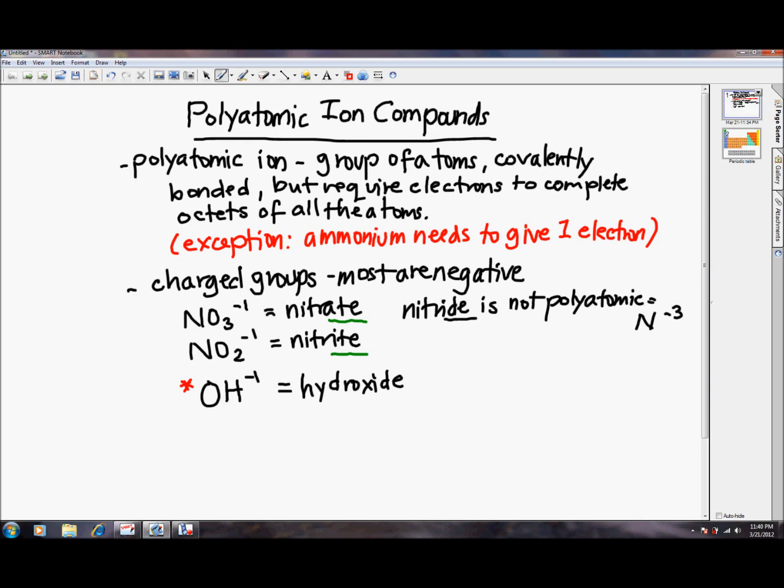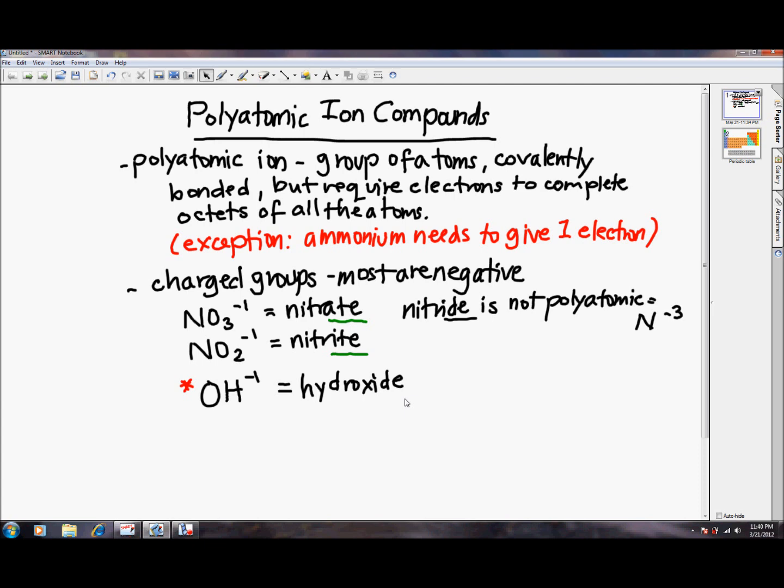You have to become familiar with these polyatomic ions. You don't have to memorize them. They're on the back of your periodic table for you to refer to at any time. But you have to start recognizing that this ATE and ITE ending means something different in most cases than the IDE ending. But then you also have to remember these weird ones that don't follow the rules, like hydroxide.